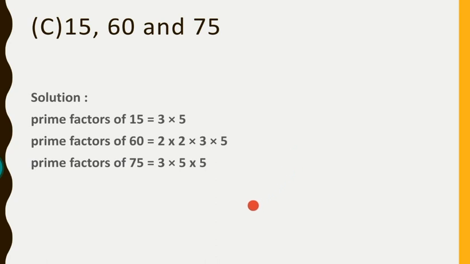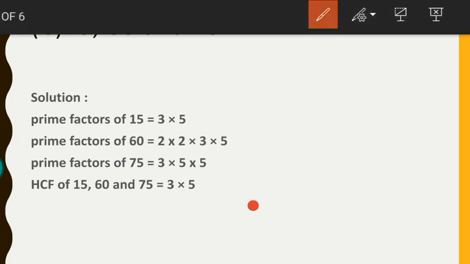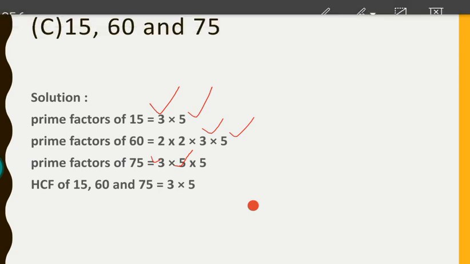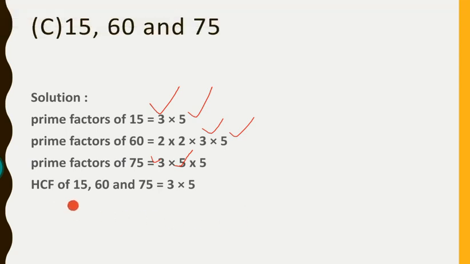In the next step we will find common factors. Here 3 is a common factor and 5 is a common factor. Okay, so the HCF of 15, 60 and 75 is 3 into 5, and the final answer is 15.